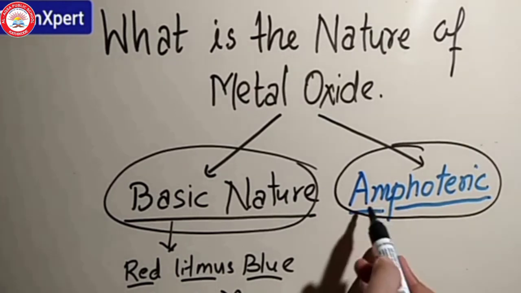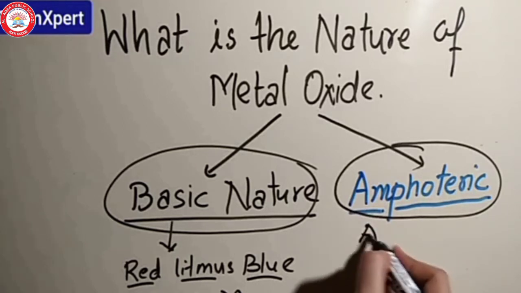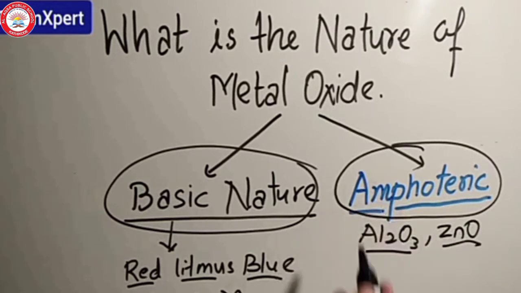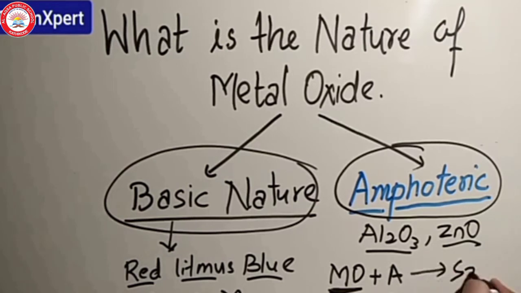But some others are amphoteric in nature. For example, aluminium oxide and zinc oxide. Very important one. So, what do you mean by amphoteric oxides? Amphoteric oxide means these metal oxides react with both acid and base, and they will give products as salt plus water. In both cases, we will get salt plus water. Examples, aluminium oxide and zinc oxide.